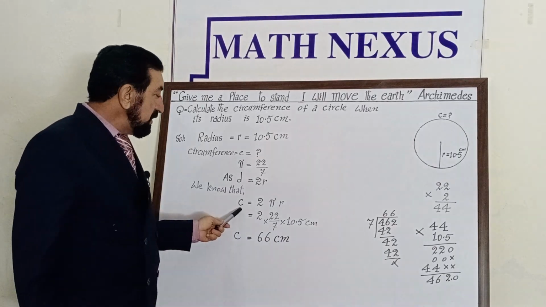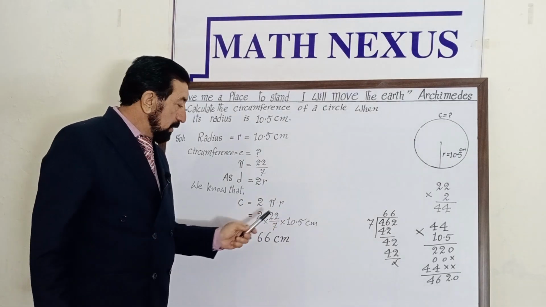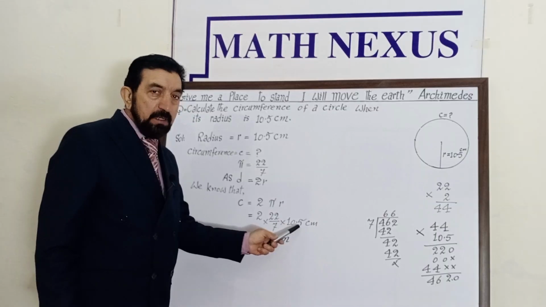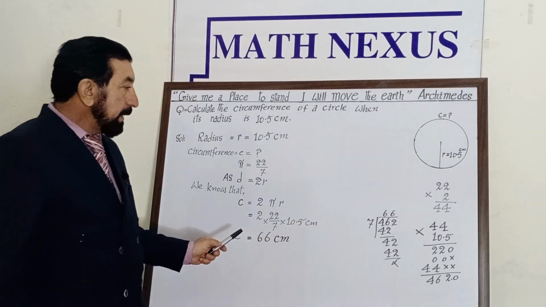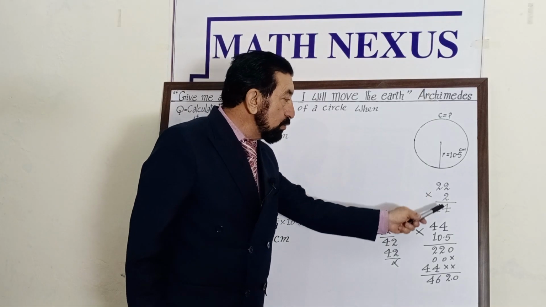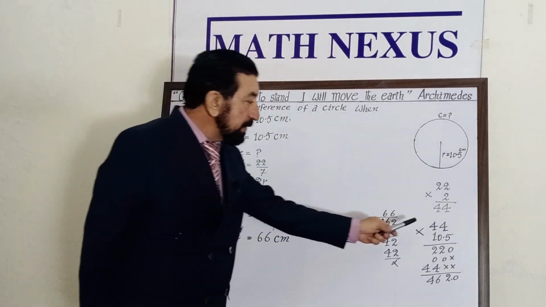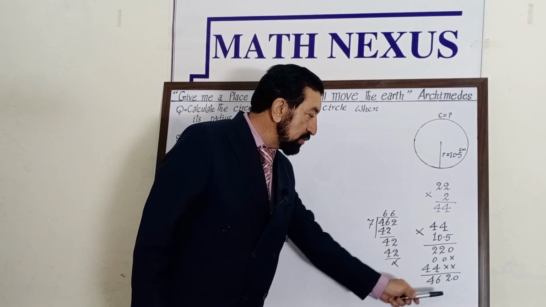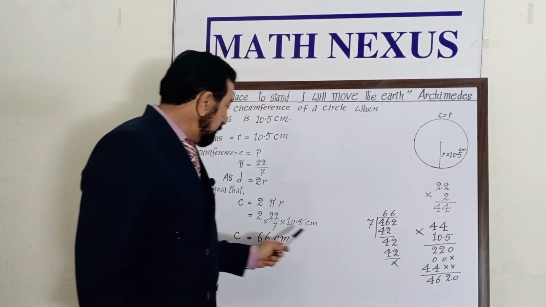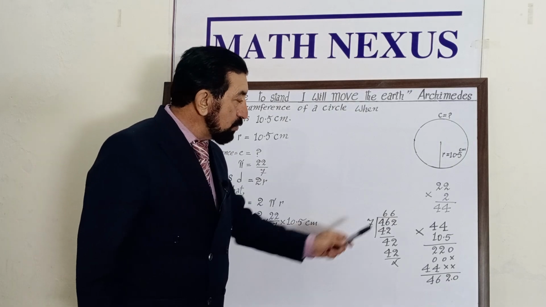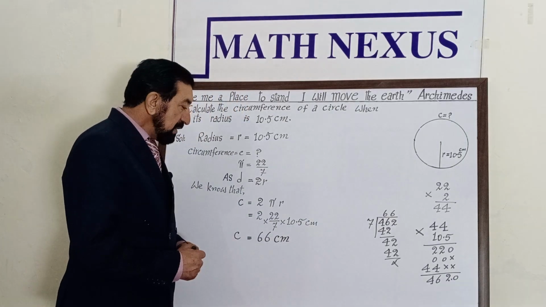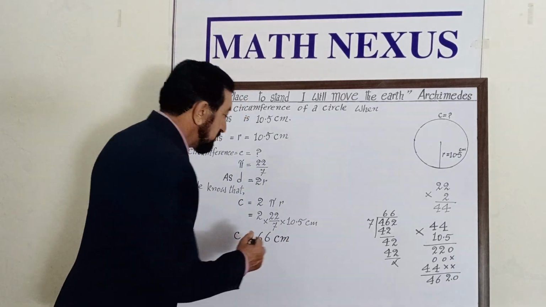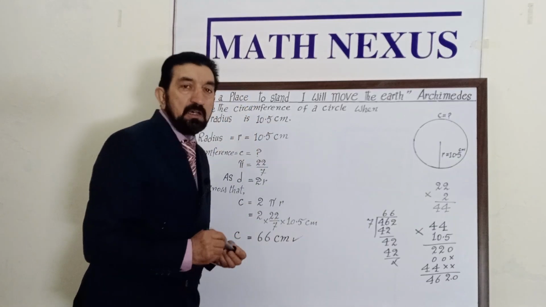We know that c equal to 2 pi r. 2 pi value 22 upon 7, r value 10.5 centimeter. Now 22 into 2, this is equal to 44. Now 44 into 10.5, this is equal to 462. 462 divided by 7, this is equal to 66. It means that the circumference of this circle is equal to 66 centimeter. This is the answer of the question.